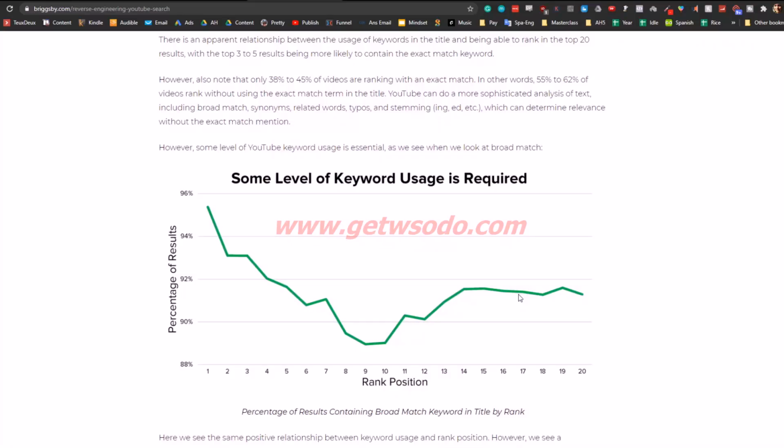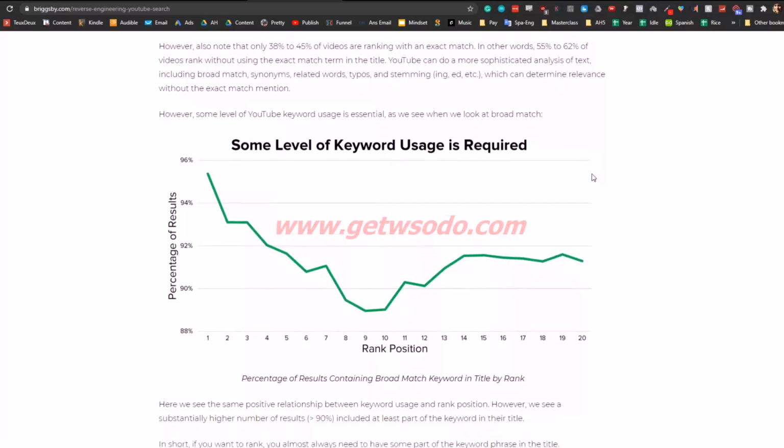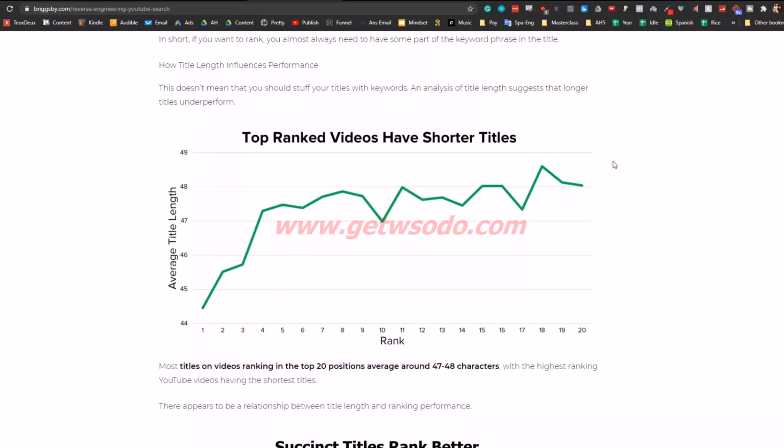The key thing here is to not stuff your target keyword in the description, tags, and the title, and not have it over and over again, but just have it a little bit and then have a few other related keywords or broad keyword matches. For example, how to make money on YouTube, make money on YouTube, earn money on YouTube. You can have those in the titles and or in the description and the tags. You don't necessarily have to have the exact match.